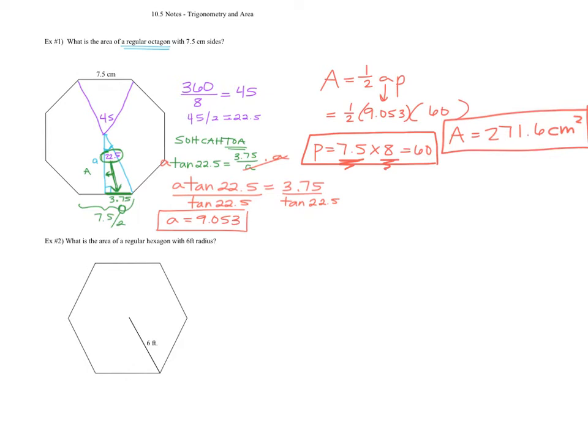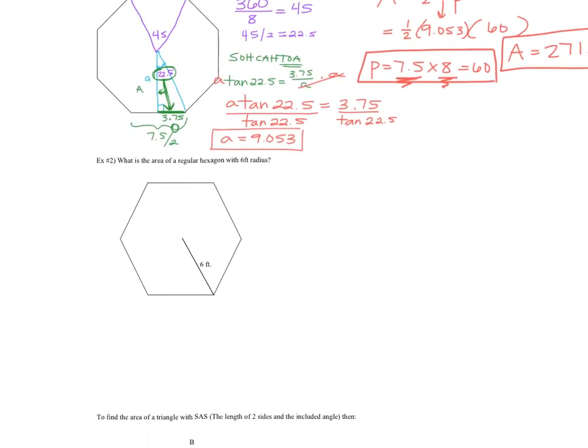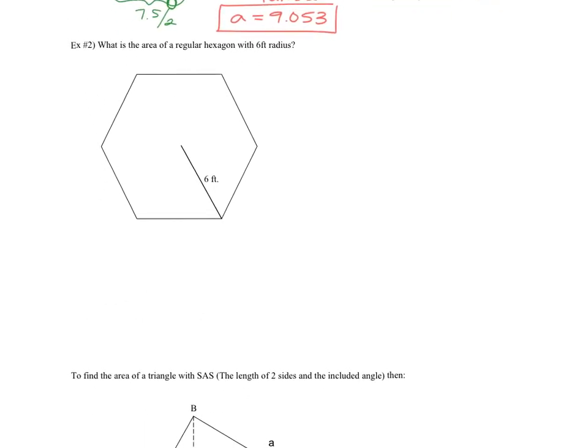Okay, second one here. Now here's the deal. You could do a 30, 60, 90 on this one. I'm not gonna let you. I'm gonna make you do it the trig way because there are problems that you can't do the 30, 60, 90 and the 45, 45, 90 way, and I need you to know the process, okay? So yes, it's a hexagon. Yes, you could do a 30, 60, 90. Just don't, okay? So your formula, area equals 1/2 times the apothem times the perimeter.